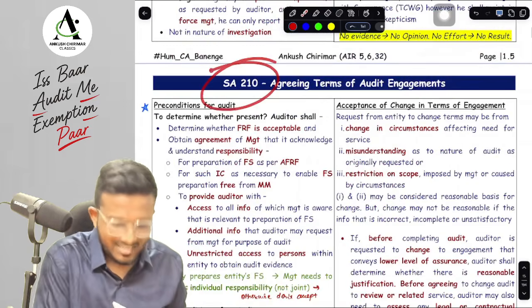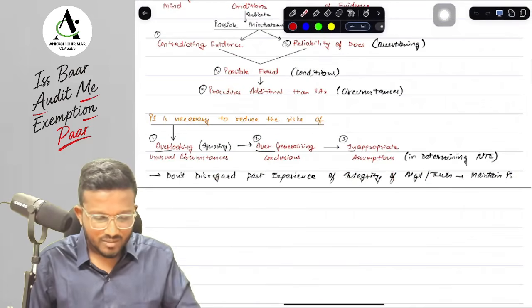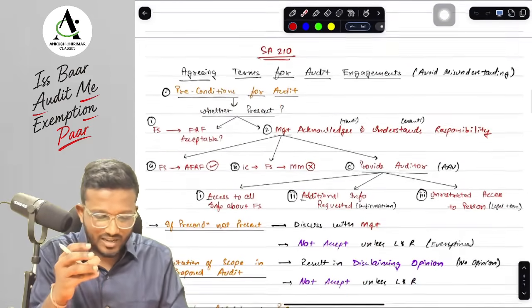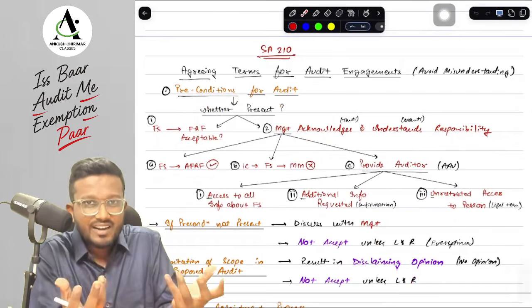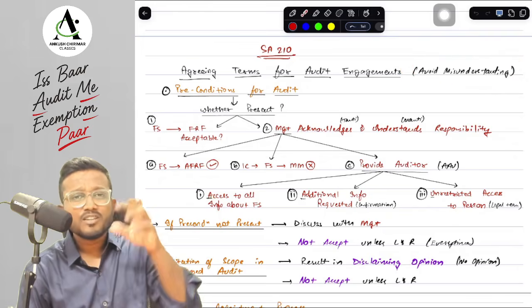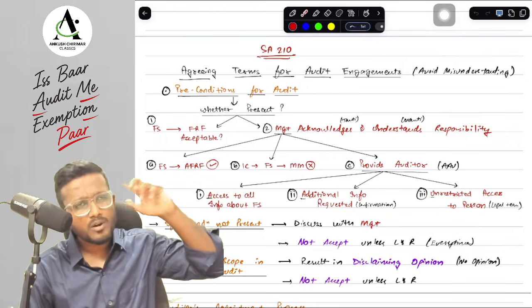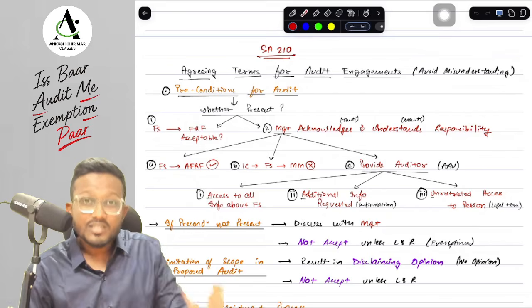Okay, yes sir, let's start with ISA 210, which talks about agreeing the terms of audit engagement. Now, what is agreeing the terms of audit engagement? Before accepting this audit, we need to agree some terms with the management, right? So that we can avoid misunderstanding. I am assuming that the management will give me all the sufficient and appropriate audit evidence, and the management is thinking I don't need to give them sufficient and appropriate audit evidence. They will identify themselves. So this is a misunderstanding.